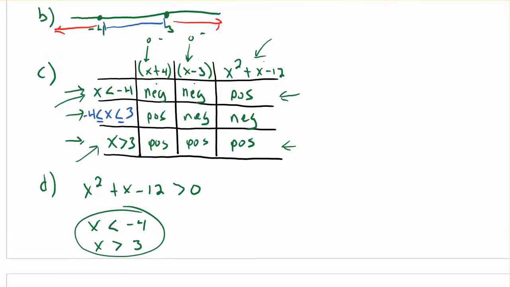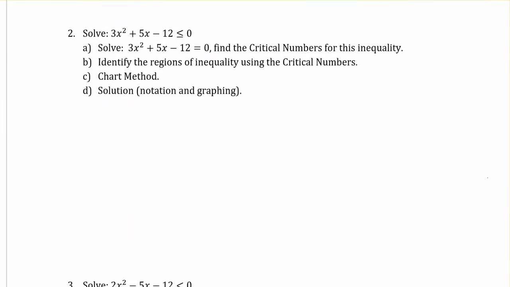Okay, so I'm going to let you guys go ahead and do number 2. Again, the only problem you might have in this one, there'll be some good review, is that the a value there is greater than 1. So you'll have to do the factor by grouping method. But it's the same concept, so use the chart method again.